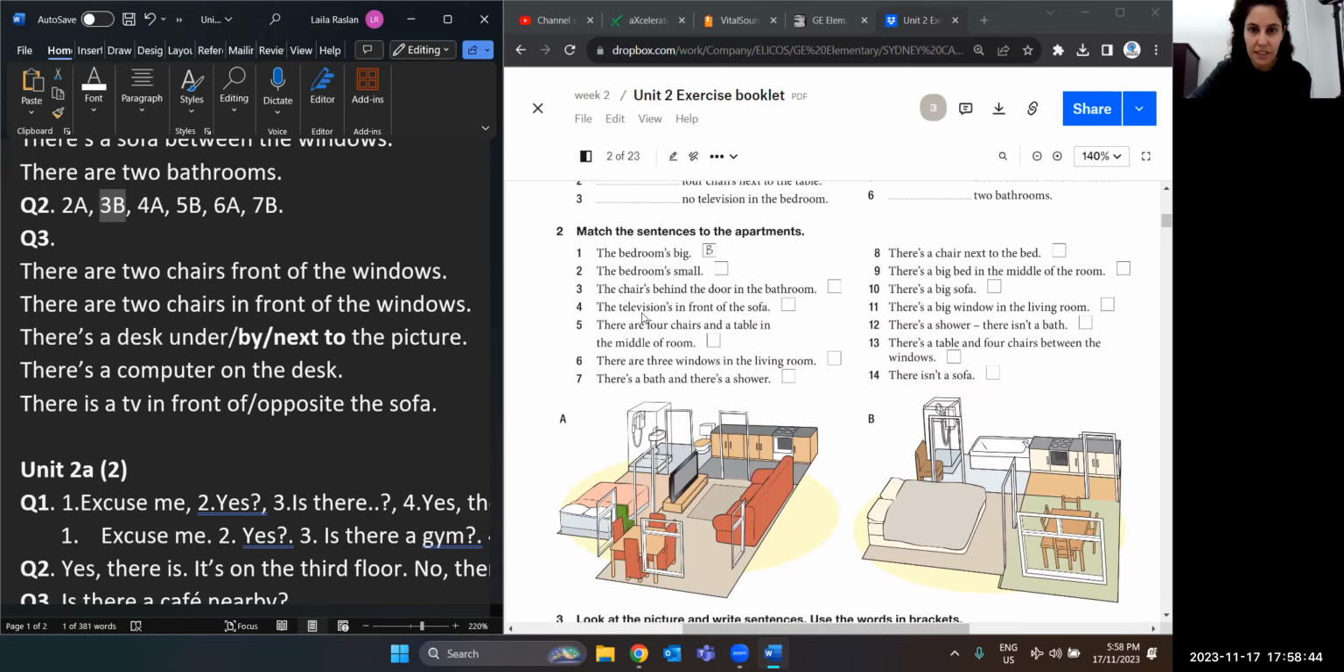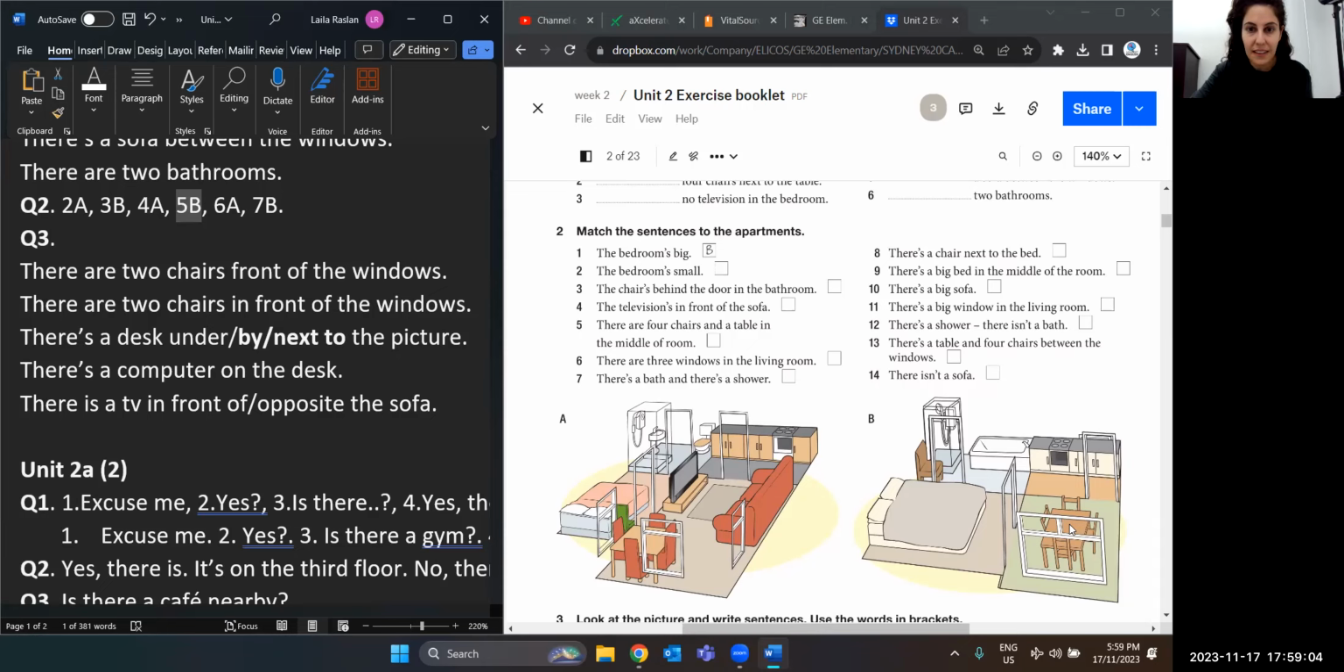Number 4, the television's in front of the sofa. That's in A. Yep, I can see it here. The television is in front of the sofa. There are 4 chairs and a table in the middle of the room. Yeah, B. You can see that here.